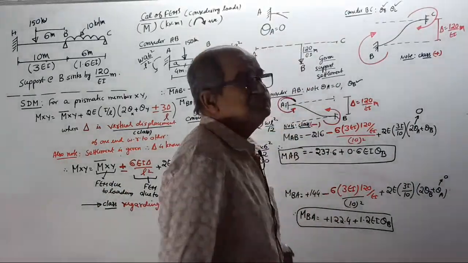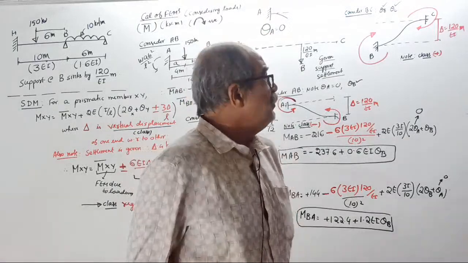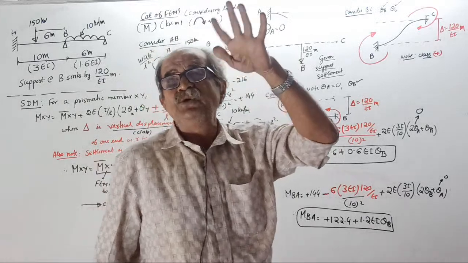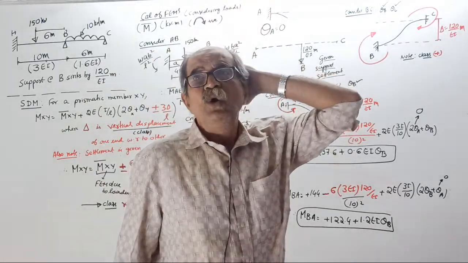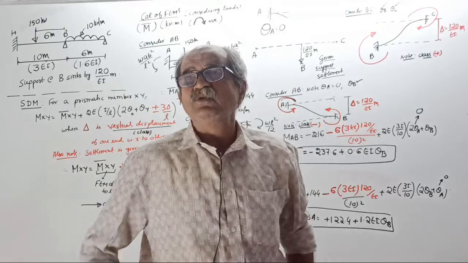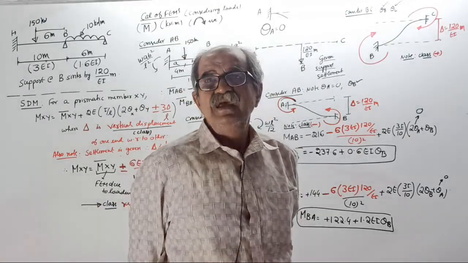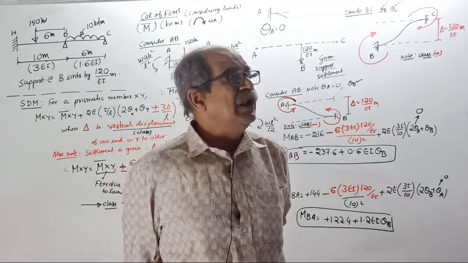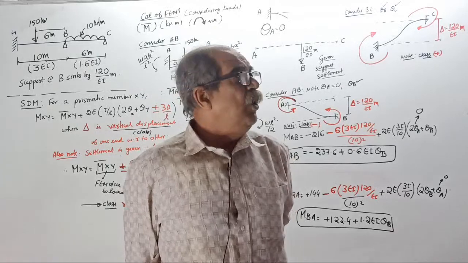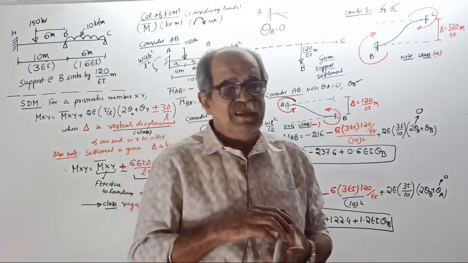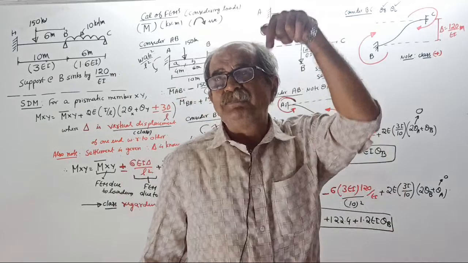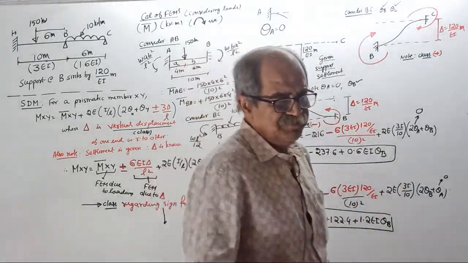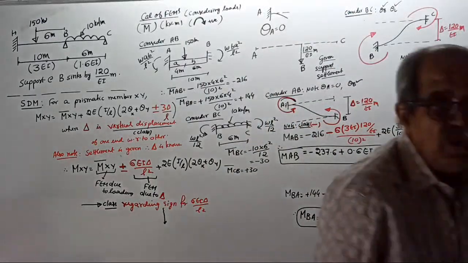You can do one thing: substitute. When they give support settlement of 6 mm, 8 mm, 10 mm like that, and you substitute in 6 EI delta by L square, you suddenly realize, oh, to get the value, I require EI. But here, when you substitute, EI cancels. So there is no question of worrying about EI. This concept clear? Okay. One term clear.